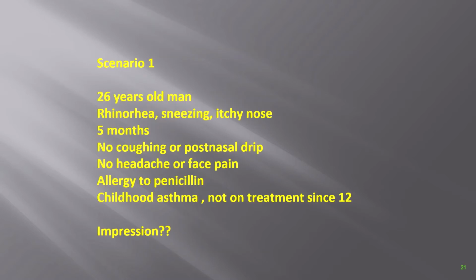Scenario 1: a 26-year-old man with running nose, sneezing, and itchy nose for 5 months. No coughing or post-nasal drip. No headache or face pain. Allergic to penicillin. He had childhood asthma, but has been well since the age of 12. So what do you think this is?